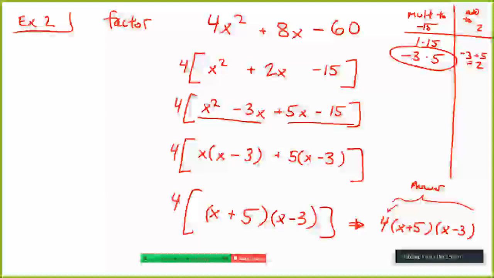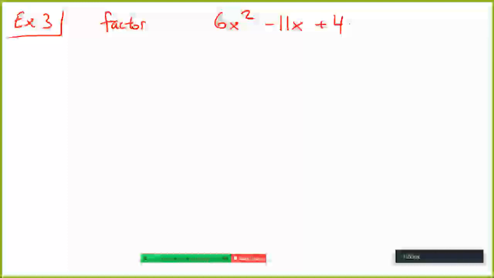All right, let's try. We've only done 2 examples. Let's try one more like this, and then we want to look at the difference of squares and the perfect square special cases. Here's number 3 for today. Factor 6x squared minus 11x plus 4. Notice that a is not 1, a is 6.